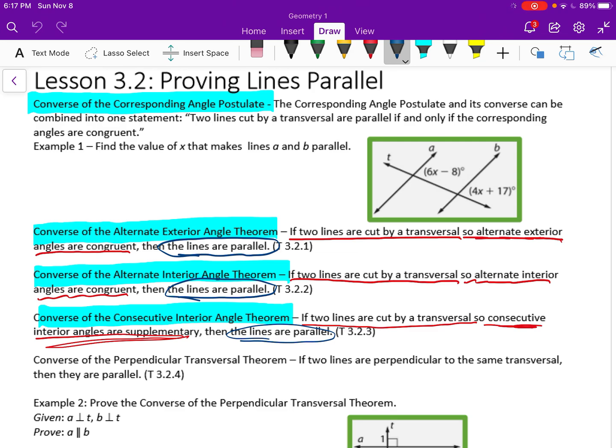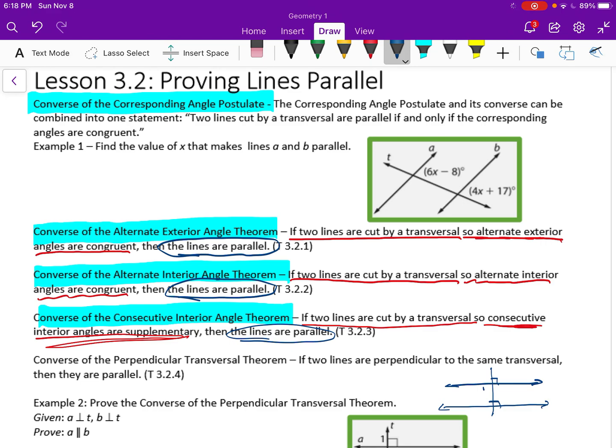And then there's the converse of the perpendicular transversal theorem. We learn that after we learn the other few things, but it says, if two lines are perpendicular to the same transversal, so we're going to draw a line that's perpendicular to a transversal, and then we want another line that's also perpendicular to it. So that's this first part. If two lines are perpendicular to the same transversal, what has to be true? They have to be parallel lines. Those two lines must be parallel. And we can prove that pretty easily using the things above.